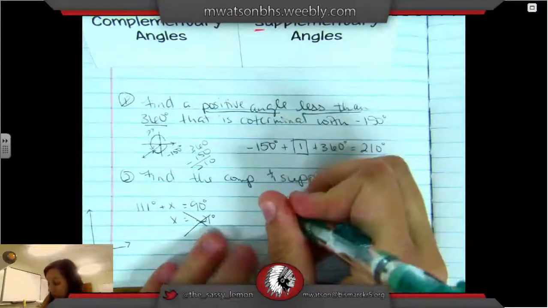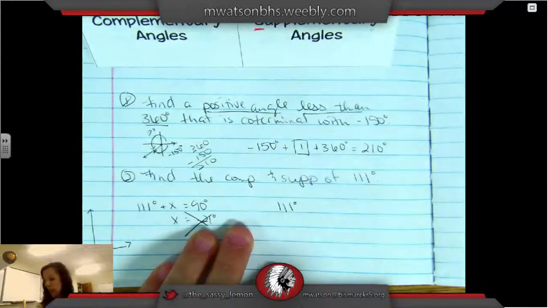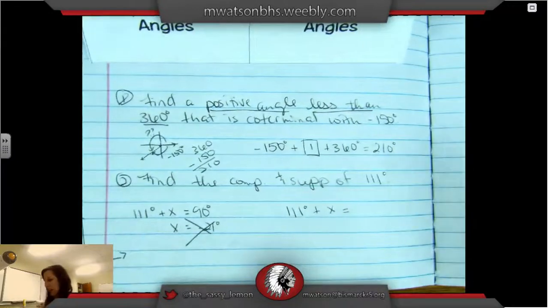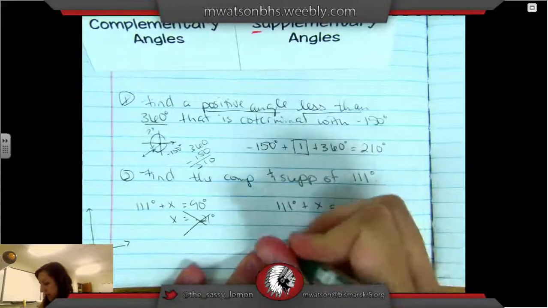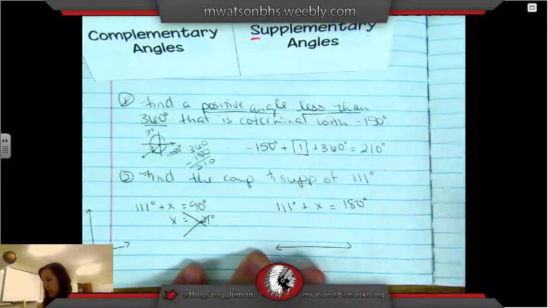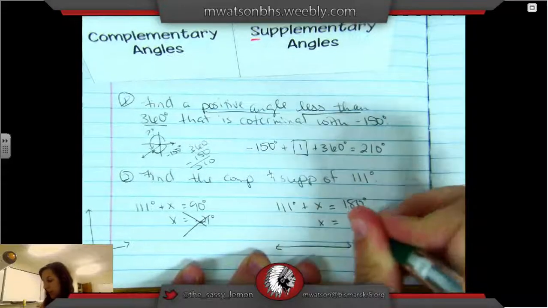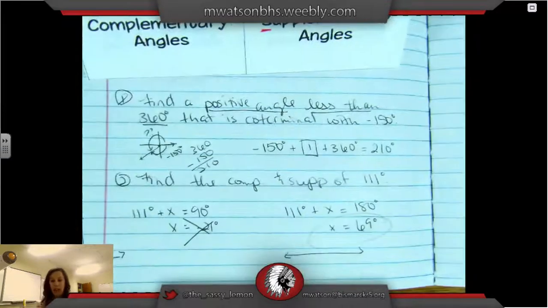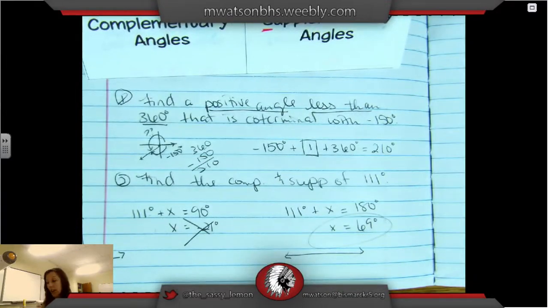Okay, and then supplement. So again, start with 111 degrees. We're going to add some unknown, and when you add them together, you're going to get a straight line. Well, that's 180 degrees. So here, if you do the math, that's going to be 69. That's positive, so that one does have a supplement. All right, so that's it.